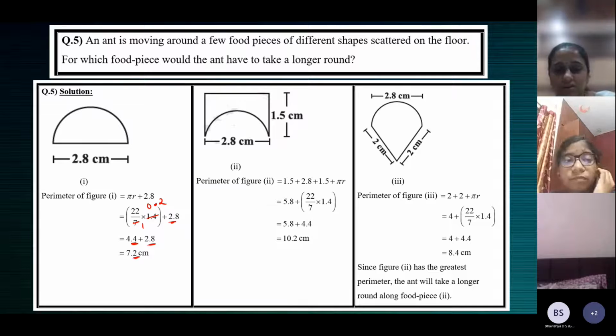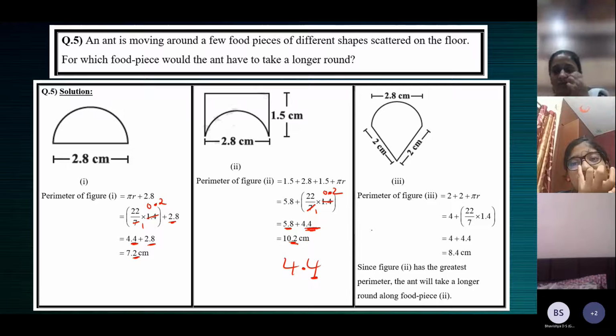Here also, same thing, children. 7 ones are 7, 0.2 times. Then 22 into 0.2 is 4.4, because 22 into 2 is 44, and after the decimal point there is one digit. So 44 is the product. Now if you place a decimal point here, after this there is one digit. So 4.4 plus 5.8, which is 10.2.